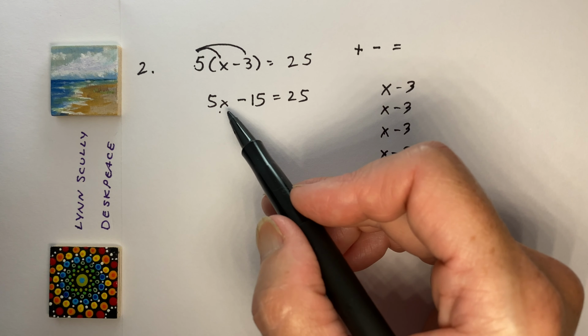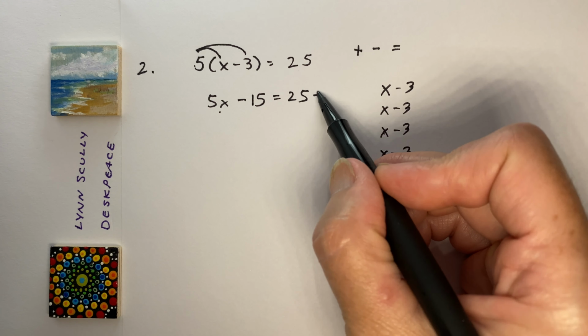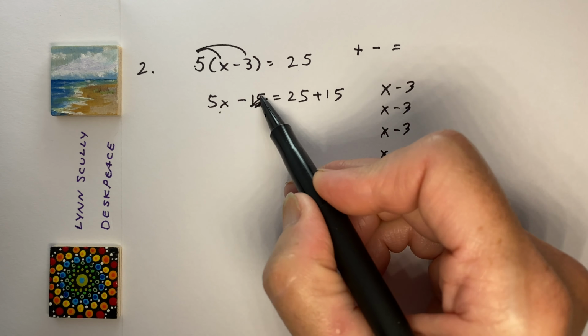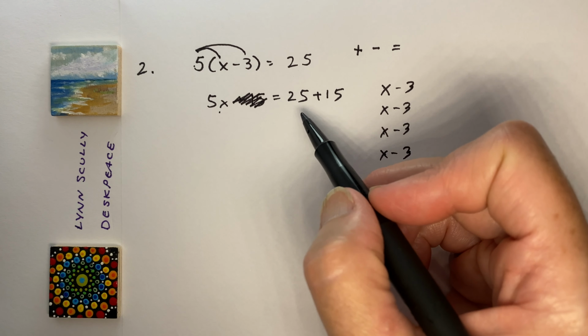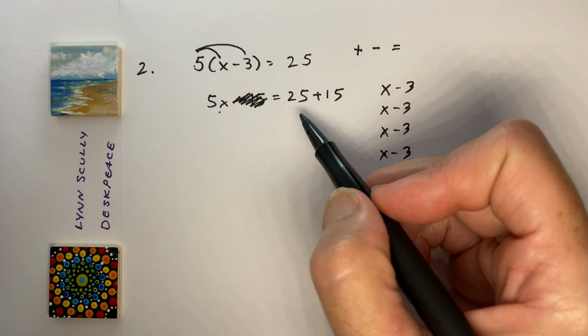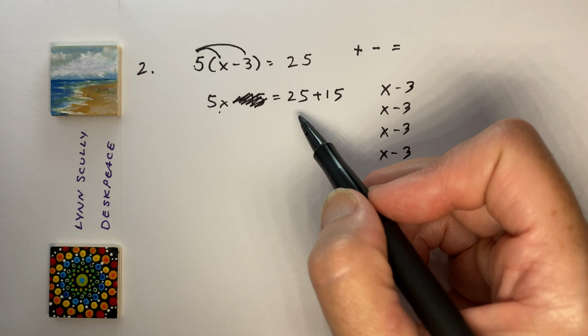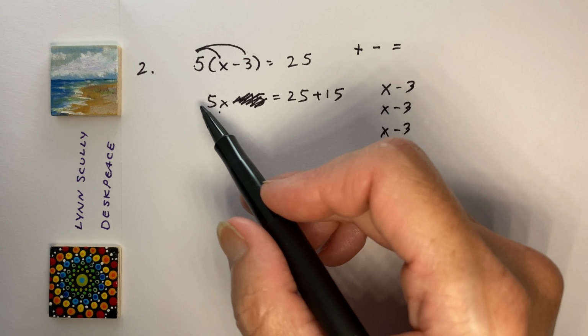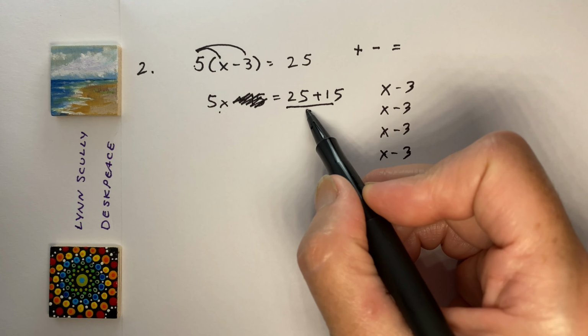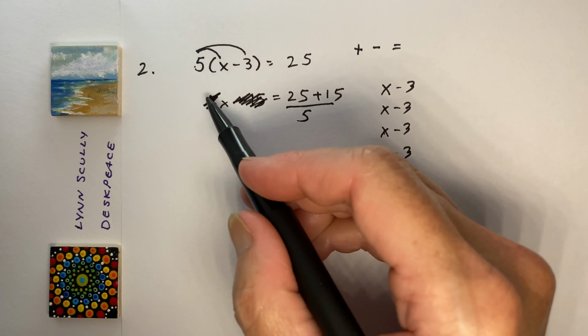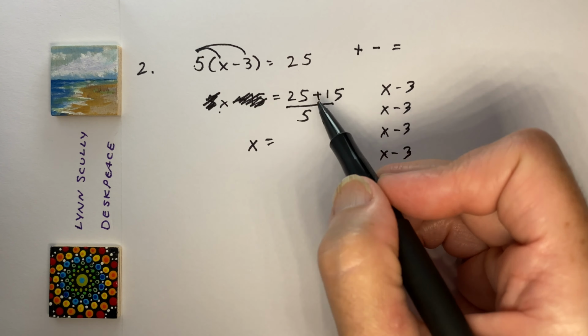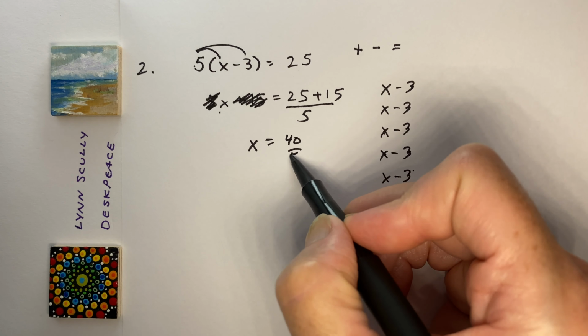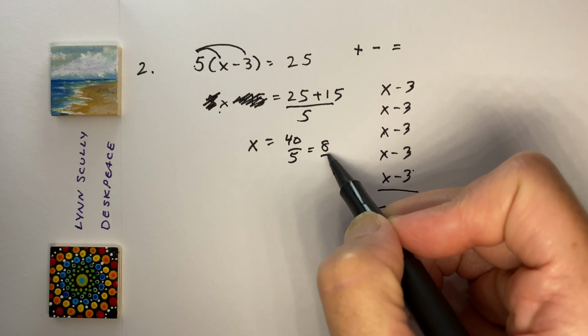Now I want to get the x alone. 15 is attached by subtraction, move it by addition to the other side of the equal sign. And this is the same as problem 1 now, isn't it? After we've distributed, it is the same problem. I want to get the x alone. 5 is attached by multiplication, move it by division to the other side of the equal sign. 25 plus 15, we had 40 over 5, which is equal to 8.